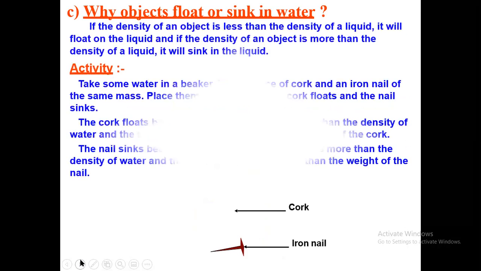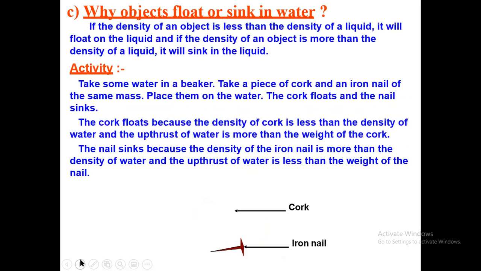Now, why does an object float and sink in water? If the density of an object is less than the density of the liquid, it will float on the liquid. And if the density of the object is more than the density of the liquid, then it will sink in the liquid. For this, we will use one activity.